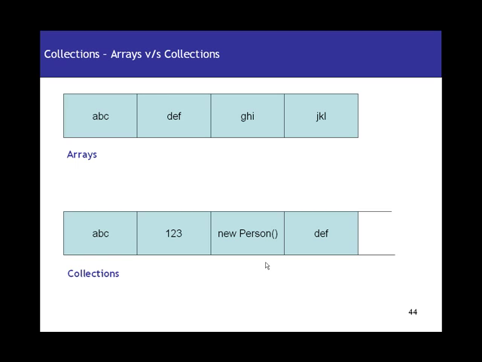Now what's the second difference? The second difference is, in arrays the length is fixed. So if I declare an array of length 50, I can only use 50 elements, right?